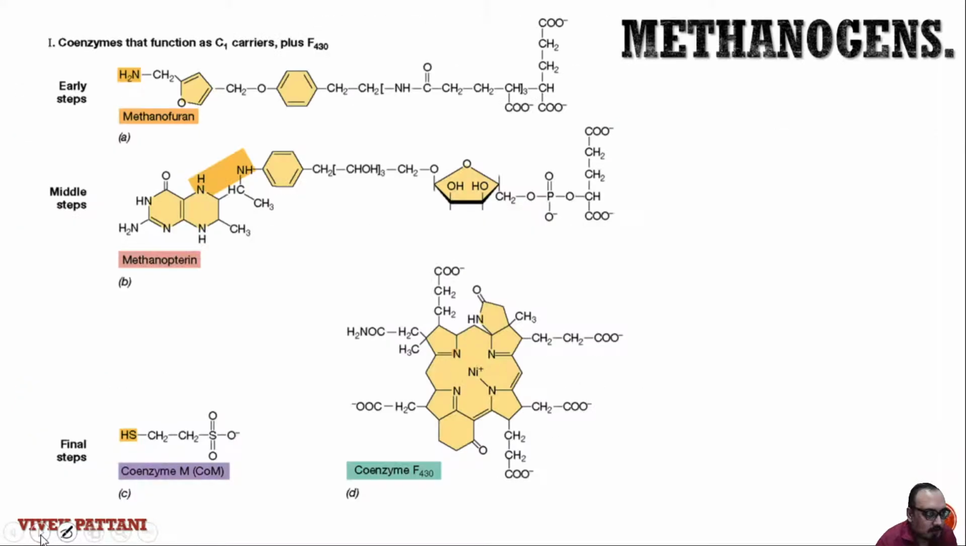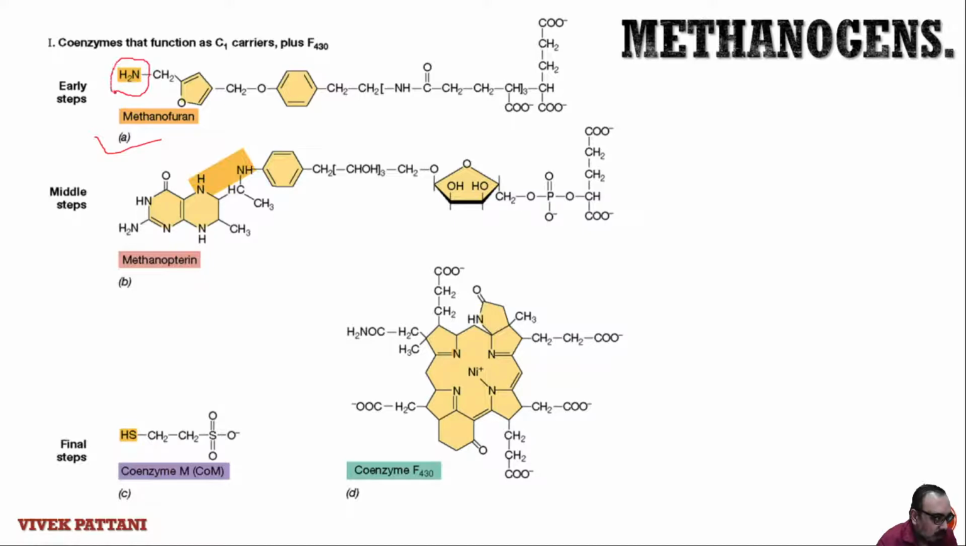Moving forward with the next slide, with the structures of the coenzymes. The first structure is of methanofuran. You need not draw these structures right now. I will share the link of the PowerPoint presentation, from which you can draw the structures. The first structure is basically methanofuran.